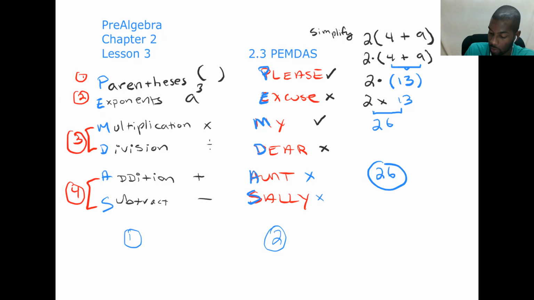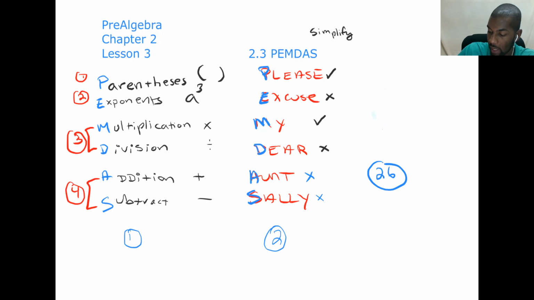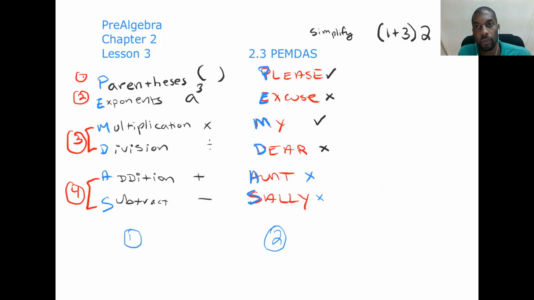Let's try another harder problem. I would like you to write down in your notebooks, if you are following along, all of the problems I do today. They might be on your homework. They are on your homework. Let's try this next one. 1 plus 3 in parentheses 2. Well, like I said, I need to simplify this. So first I need to understand that I have a 2 hugging the parentheses. So in reality, it's 1 plus 3 times 2.